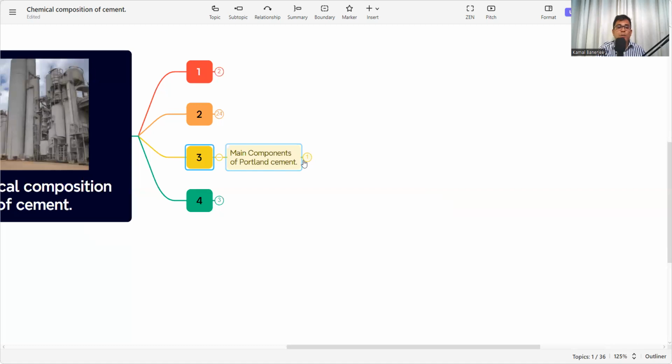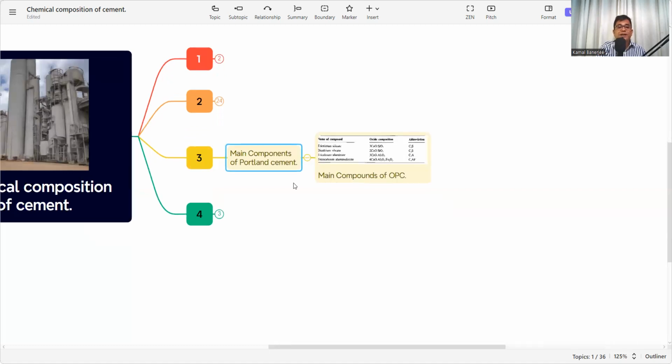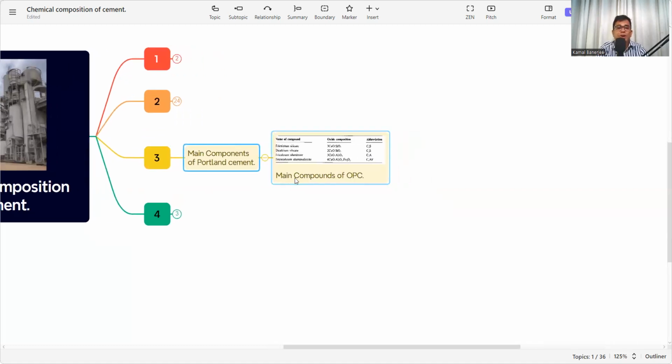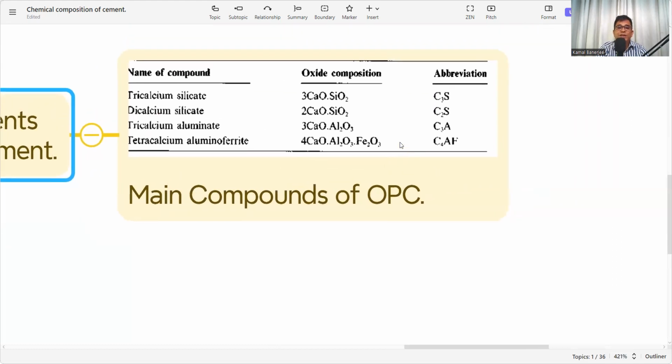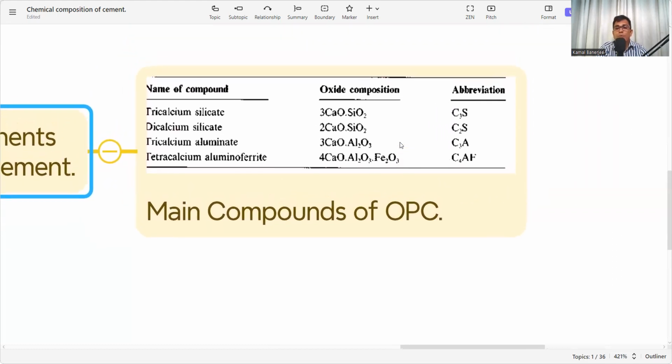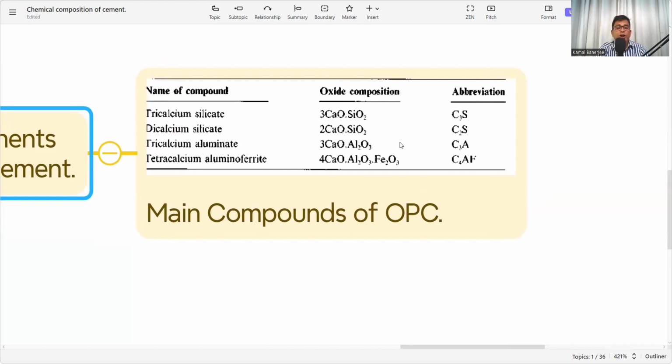So what are the main components of Portland cement? Today we are discussing only Portland cement. Other cements we will discuss in another video. But first, we need to know the main components of OPC, the ordinary Portland cement. There are 4 substances in ordinary Portland cement.